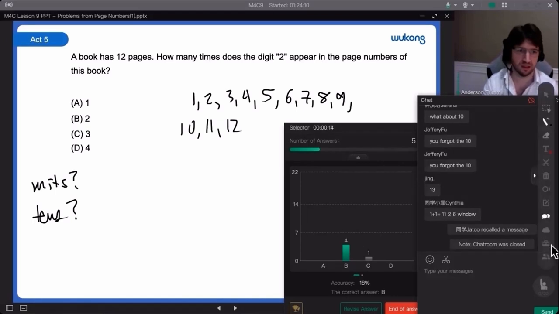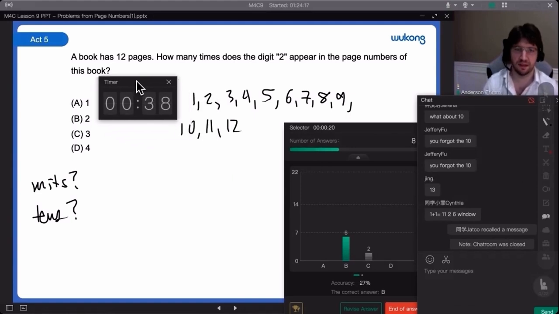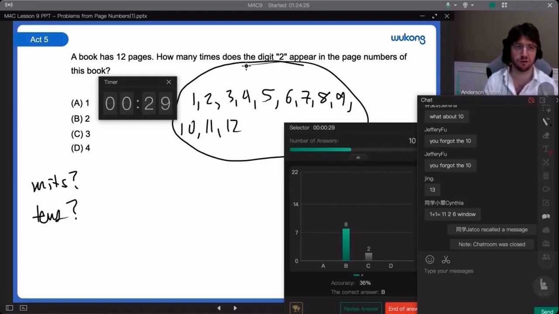Again, we're going to speed up just a little bit. So just quick 40 seconds on this. I mean, maybe a preschooler could do this one. At this point, it's just counting. Right? So you're just looking at this list. How many twos do you see in that list?